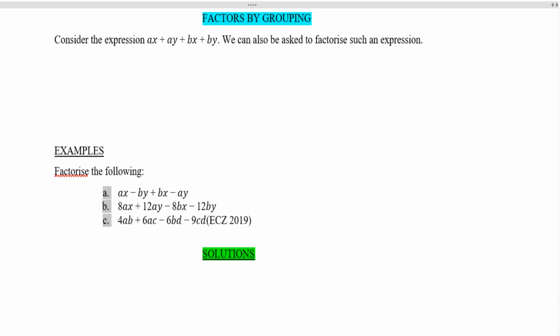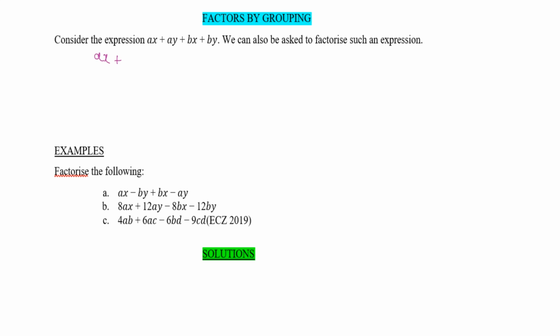Another factorization method is what we are calling factors by grouping. Here it is also looking at factors, but these factors should also be put in groups. If we consider the expression ax plus ay plus bx plus by, we can be asked to factorize such kind of equation.